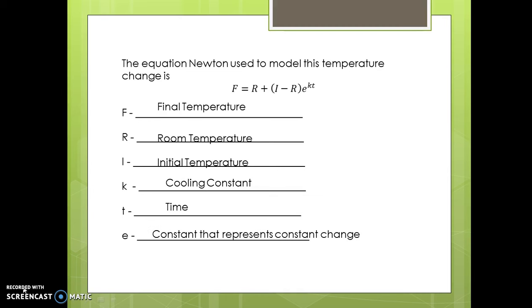T stands for time, and e, something we haven't talked about, represents a constant change. The temperature is ever changing. It doesn't stay the same and then 5 minutes later get cooler. It's continually changing. So that's what e is.